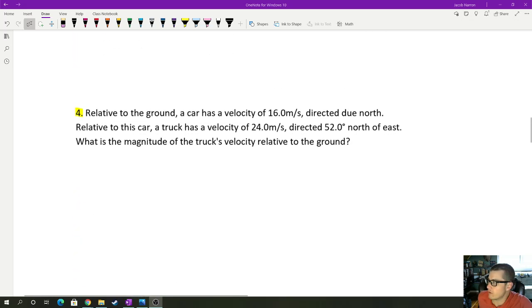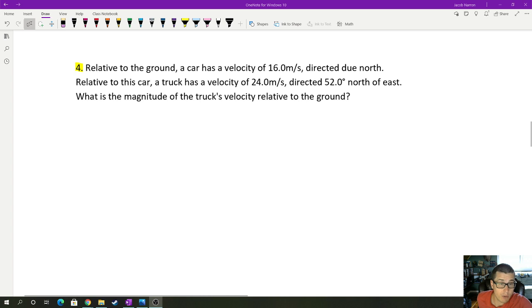Now, I got to tell you, 4 and 5 are very similar. In fact, they're basically the same problem. And they're a lot easier than number 1. I'm not sure why I did it that way, but these are a lot easier than number 1. So I think we'll go over these first, and then we'll tackle number 1 last.